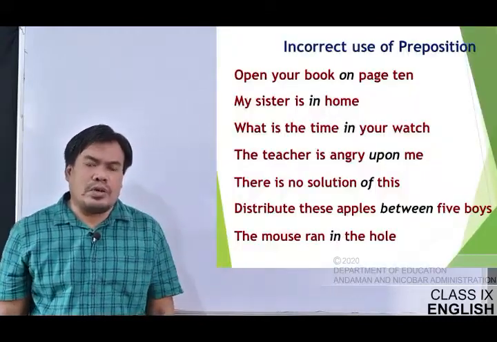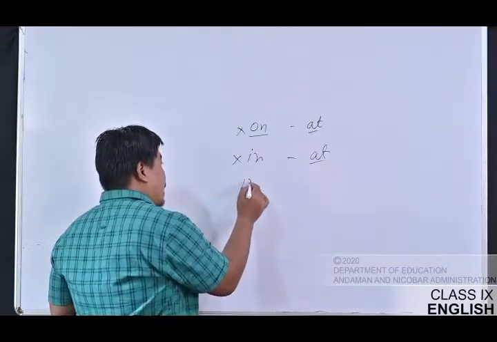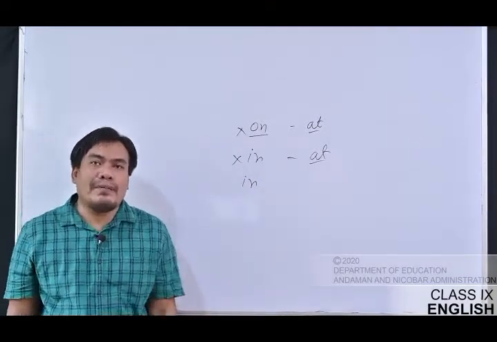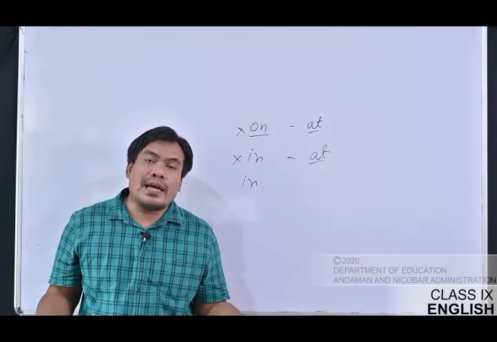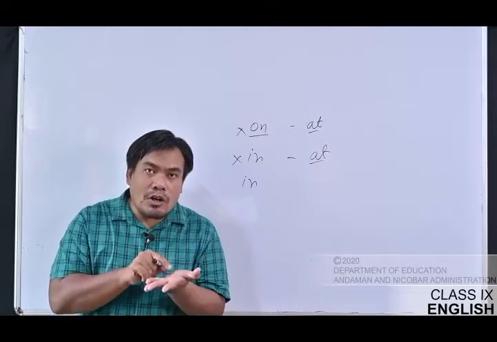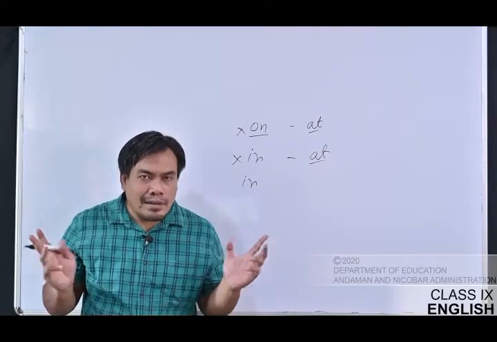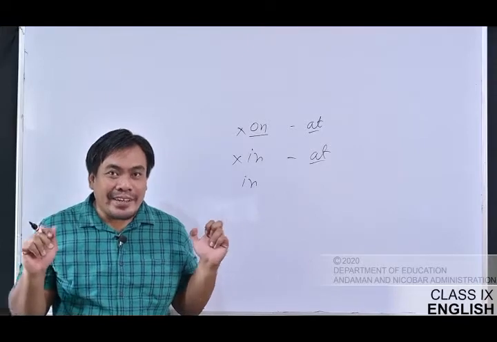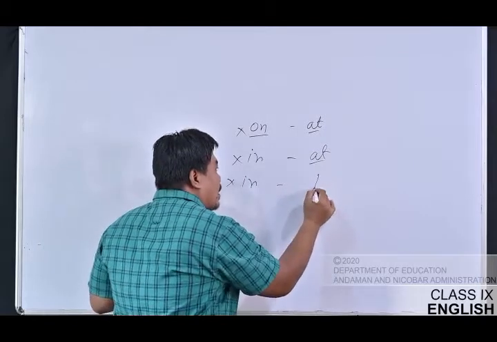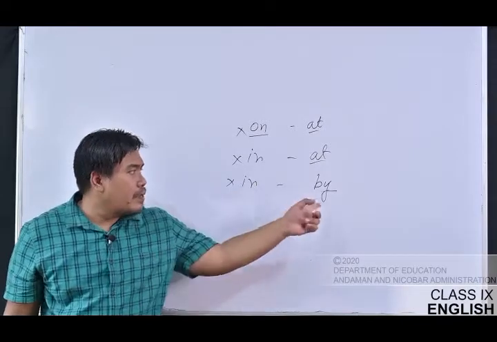The next one, what is the time in your watch? That's again a mistake. You are not supposed to say in. It's obviously a timepiece, and you know that very well, that it tells time. So you won't ask a person what is the time in your watch. It is the object which tells the time, and you are saying in your watch. Is it making sense to you? Correct. So instead of in, you are supposed to use by. What is the time by your watch? That would be the correct one.